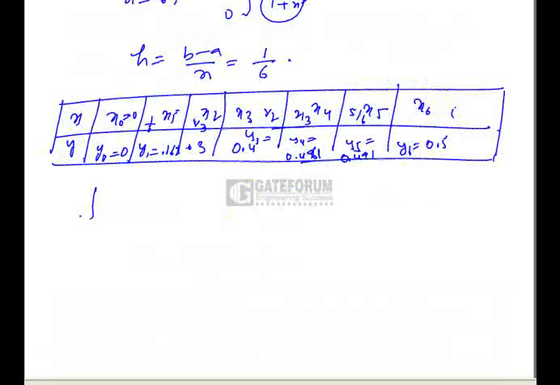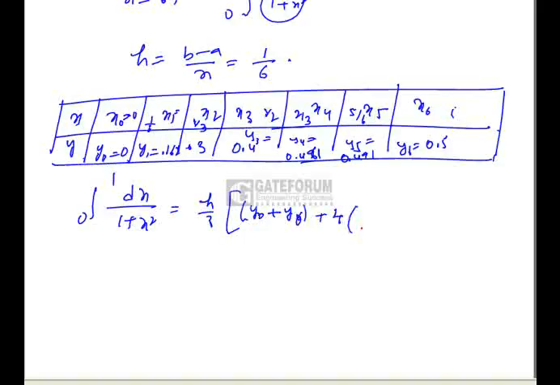Now the integral from 0 to 1 of dx by 1 plus x square, by Simpson's rule, is nothing but h by 3 into the first term plus last term, which is y0 plus y6, plus 4 times the values in the odd places, that is y1 plus y3 plus y5, plus 2 times the values in the even places, so y2 plus y4, because we have taken y6 already.